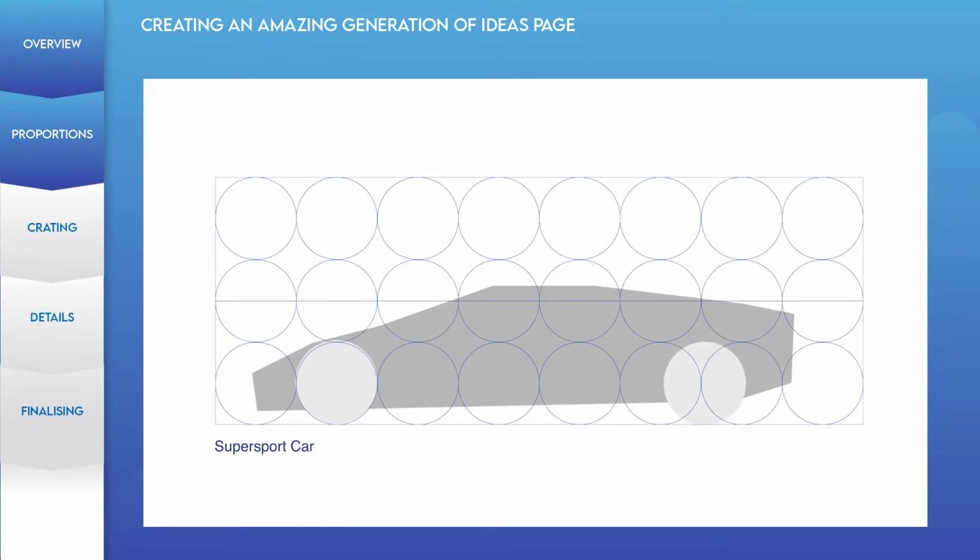And the final one, which will be the one that I'll be doing today, is a super sports car. So generally they have a very long wheelbase and they're much, much lower. So they're much less than 2 wheels high if you compare that to the other designs. So really, really important that we get those proportions understood.